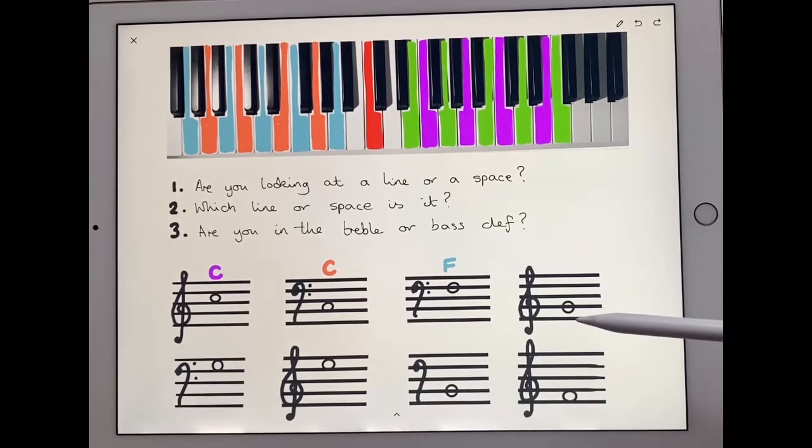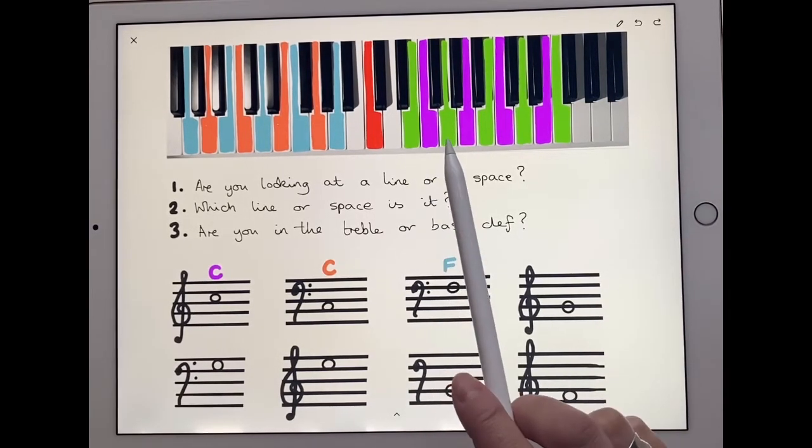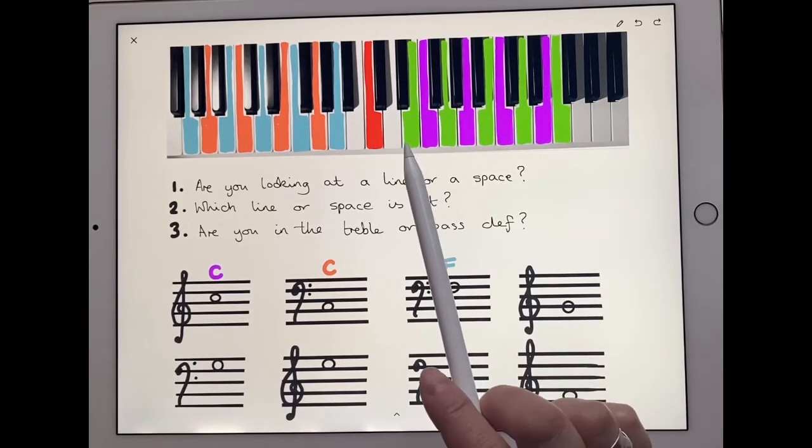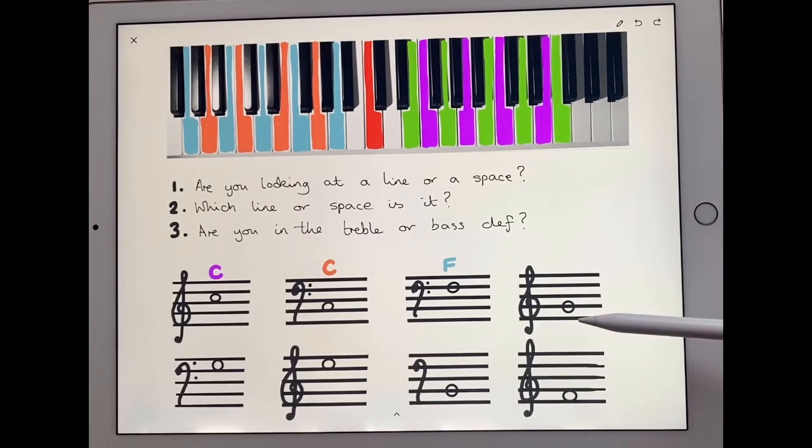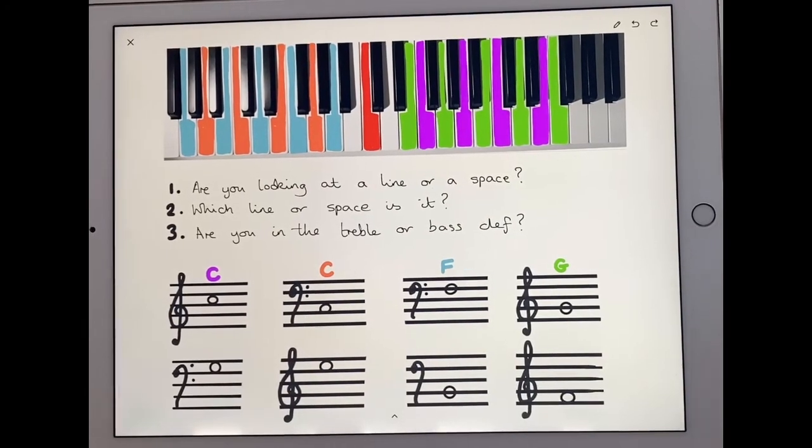And finally, this one here. Are you looking at a line or a space? A line. Which line or space is it? 1, 2. It is line 2. Are you in treble or bass clef? Well, it's treble. So you are looking at the lines rhyme for treble clef, which is every good boy deserves fun. All right, every good boy deserves fun. So the answer is, pause now. The answer is G, and it is this G here. Okay, I'll see you in the next video for the next 4.